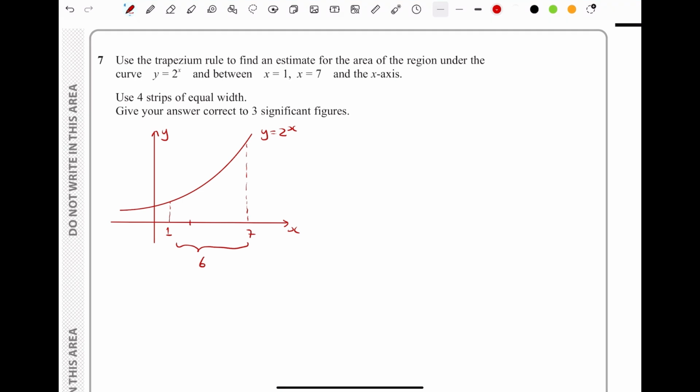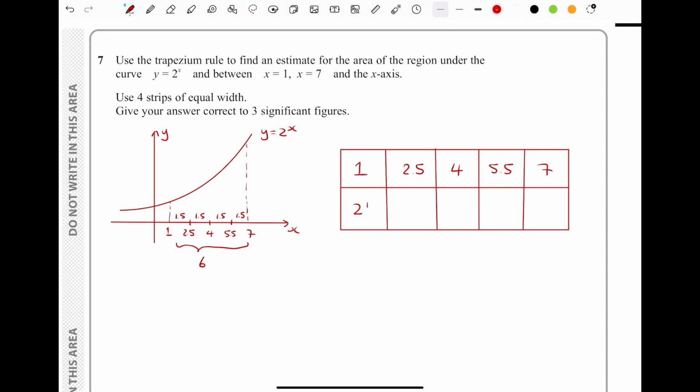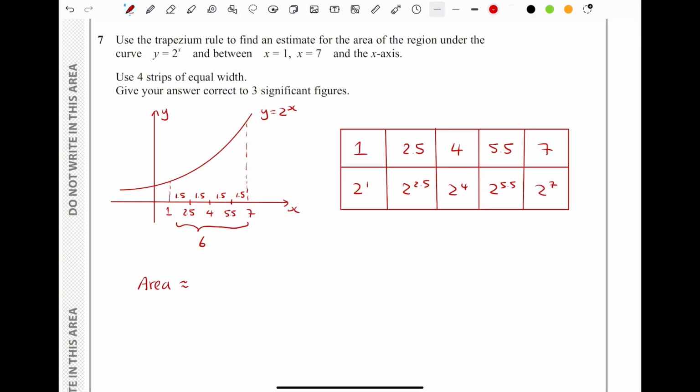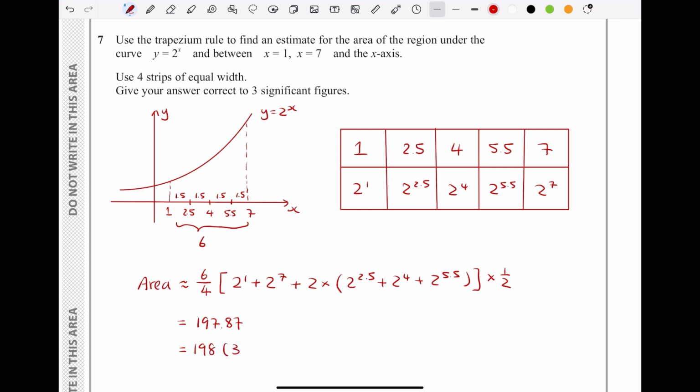We want to use 4 strips of equal widths. That means each strip needs to be 1.5. Therefore, our x values should be 1, 2.5, 4, 5.5, and 7. The corresponding y values are going to be 2 to the 1, 2 to the 2.5, 2 to the 4, 2 to the 5.5, and 2 to the 7. Now, by using the formula, we know the height is going to be 6 over 4. We want the first value and the final value, and then we know there are 2 lots of the values in between. Therefore, the final answer is going to be 198, corrected to 3SF. Okay, so now let's move on to question 8.